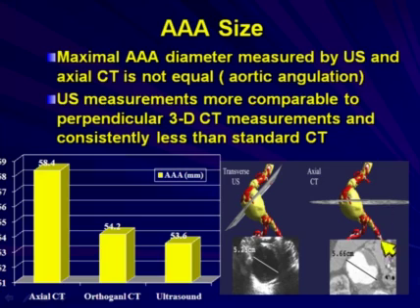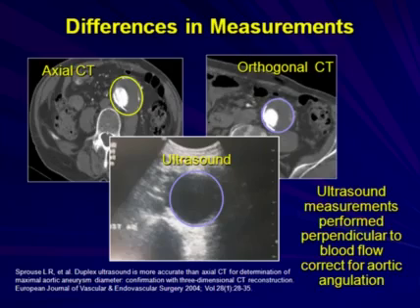So here you see that if we drop an orthogonal plane into this, where we can truly be perpendicular to the aorta, we're going to get a smaller measurement than the axial CT is going to get, being transverse to the patient's body. There was no statistical difference between orthogonal CT measurements and ultrasound, so we know that sonographers can correct for angulation with their hand by making the fusiform aneurysm round and measuring appropriately.